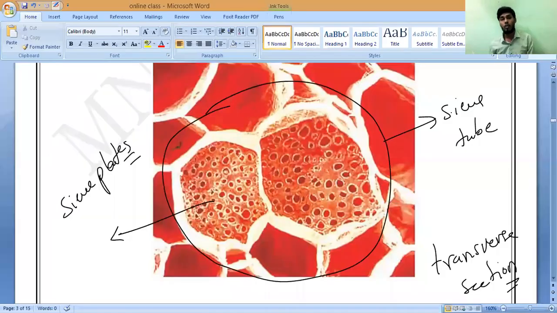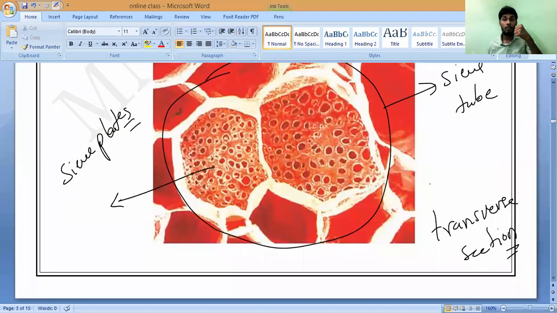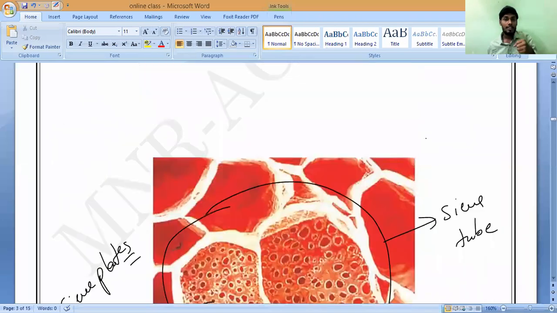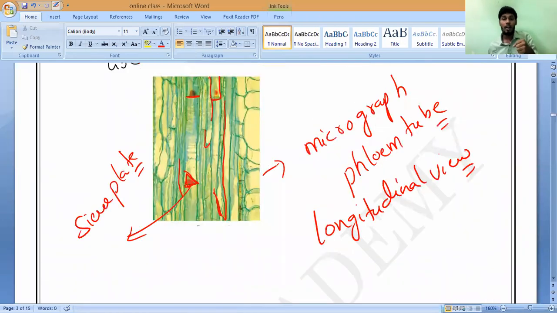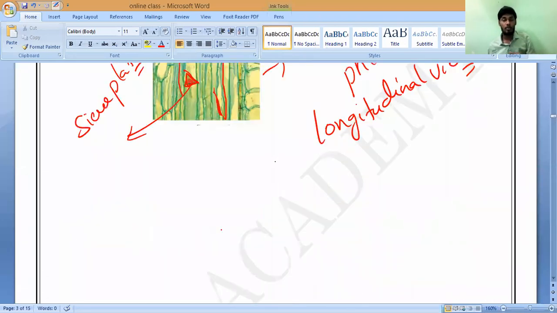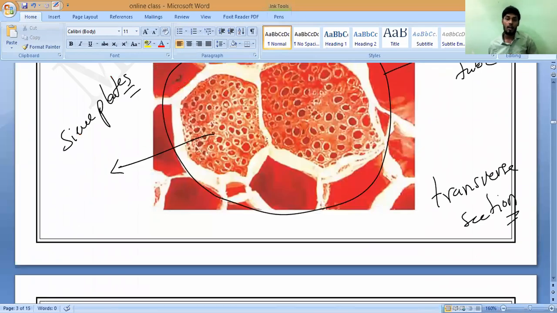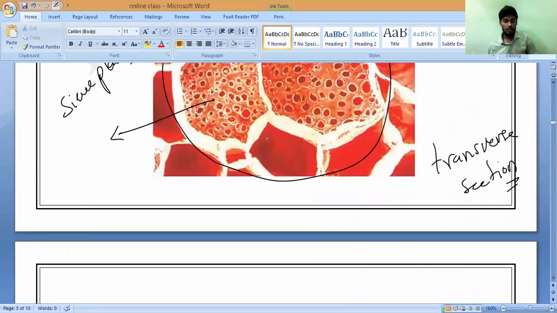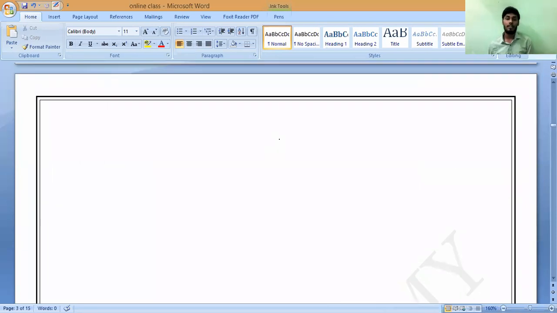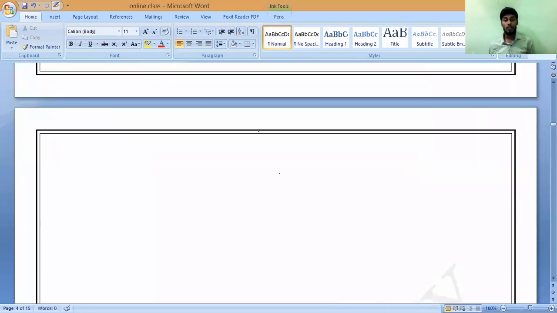Sieve tube. It is the transverse section. All of you should remember, this is the transverse section of phloem tubes. And what is this? Longitudinal section of phloem tubes. So both are the micrographs of phloem tubes when we are seeing with the microscope. So please, all of you, remember this.